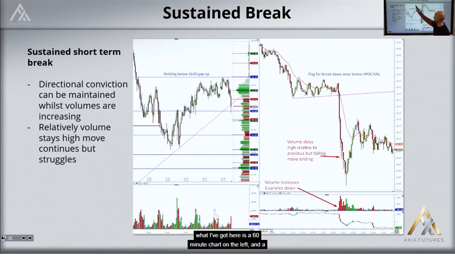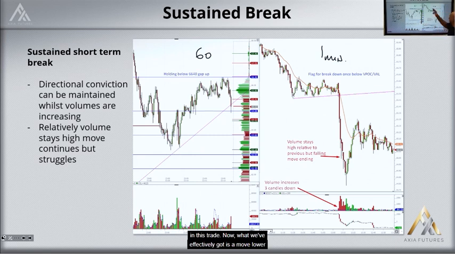Now, what I've got here is a 60-minute chart on the left and a 1-minute chart on the right. What we're after here then is, one, to get into a move, but then to have the conviction to stay in the trade, and volume's a good way of keeping you in. As long as you're seeing volume increase, you can be confident of staying in this trade.